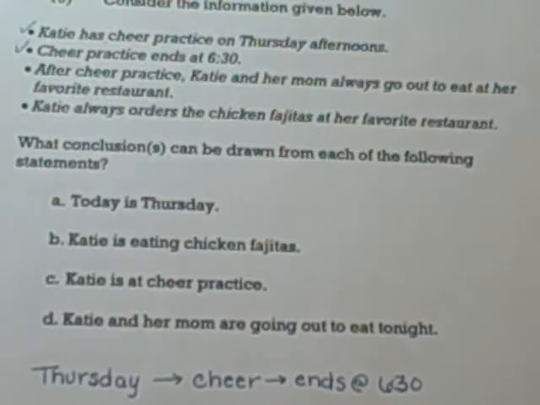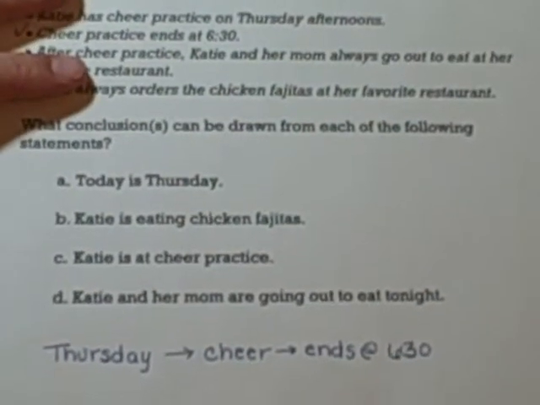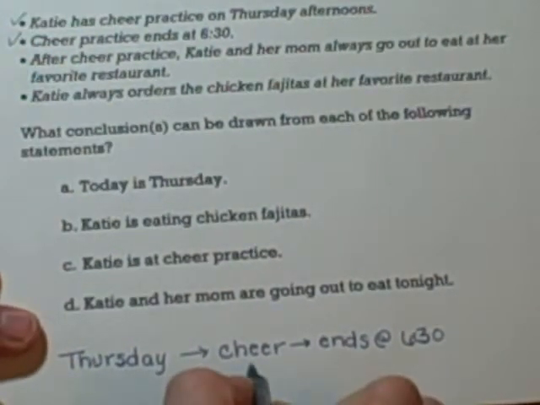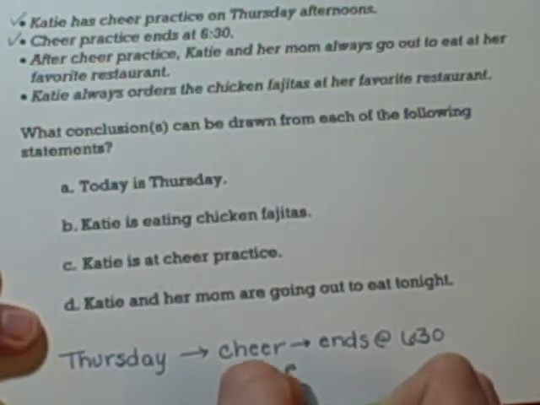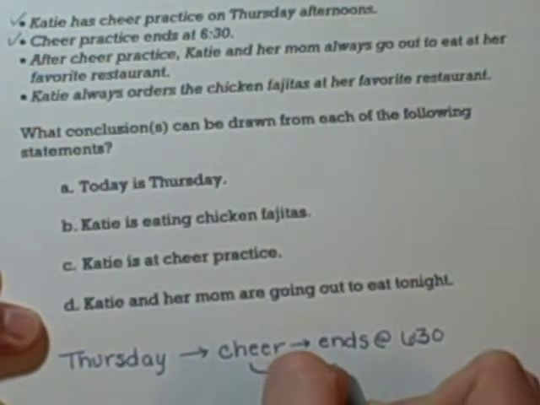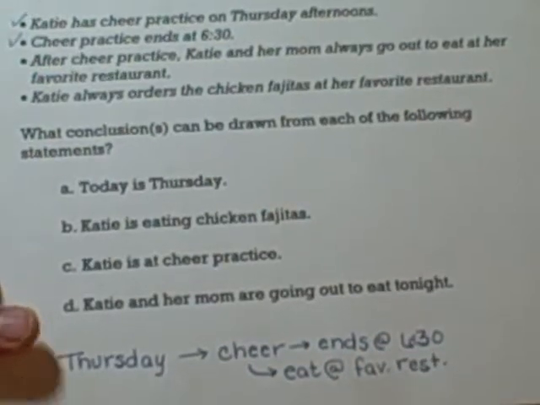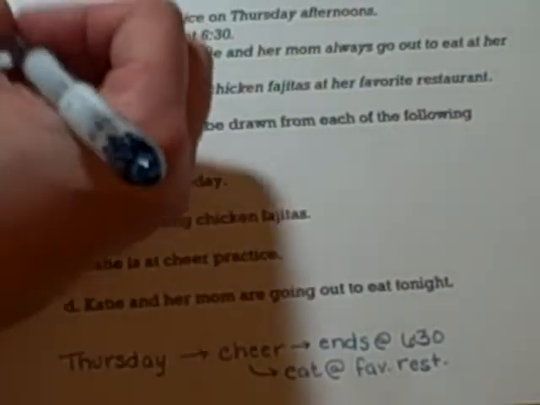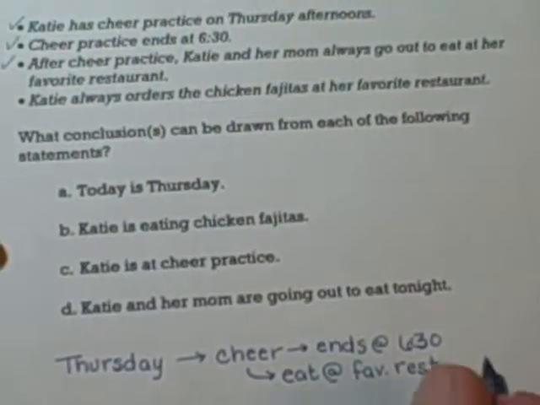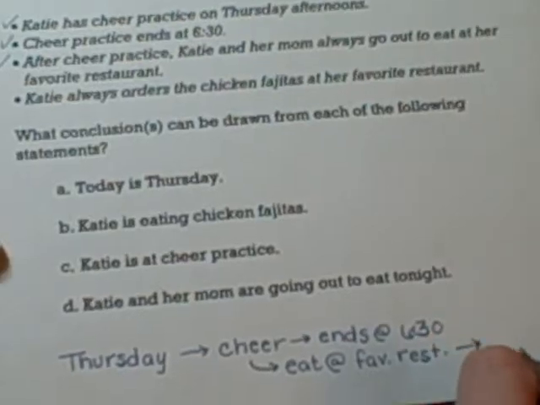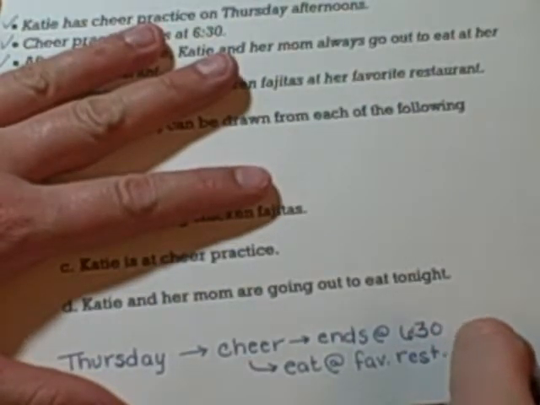After cheer practice, Katie and her mom always go out to eat at her favorite restaurant. So that doesn't really branch off from ending at 6:30. That branches back off from if she's at cheer practice, we know she goes out to eat at her favorite restaurant. Okay, so if she goes to cheer practice, she ends up eating at her favorite restaurant. And when she goes to that favorite restaurant, she always orders the chicken fajitas.